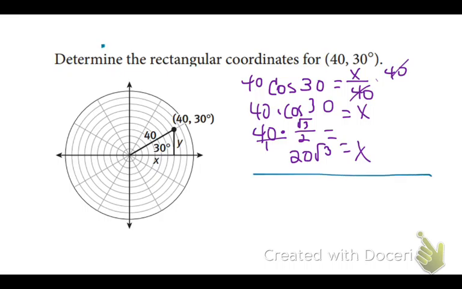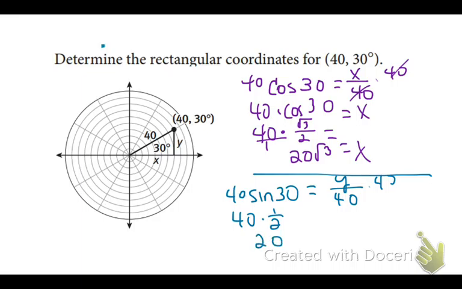Okay. Now let's take the sine of 30. So the sine of 30, what would your ratio be for that one? Opposite over hypotenuse, or we would say what? What over what? Y over the 40. So we could do the same thing here, multiply both sides by 40. So we would have 40 times sine of 30. What's sine of 30? 1/2. And 40 times a half would be 20.